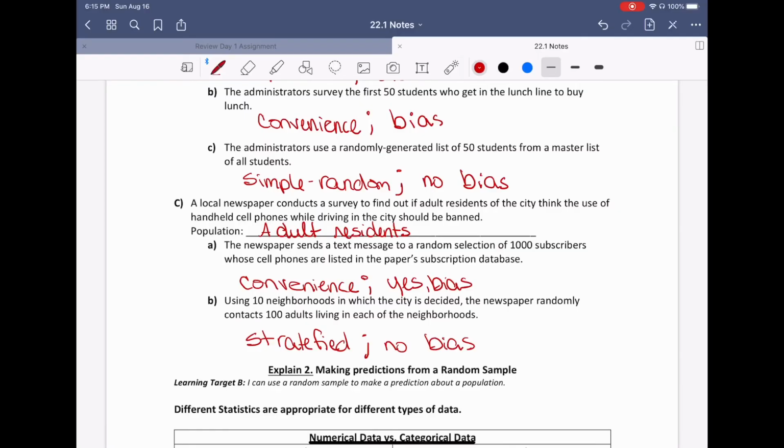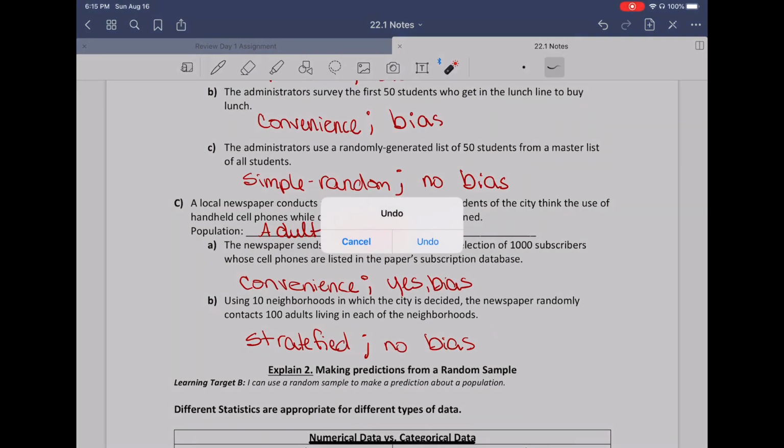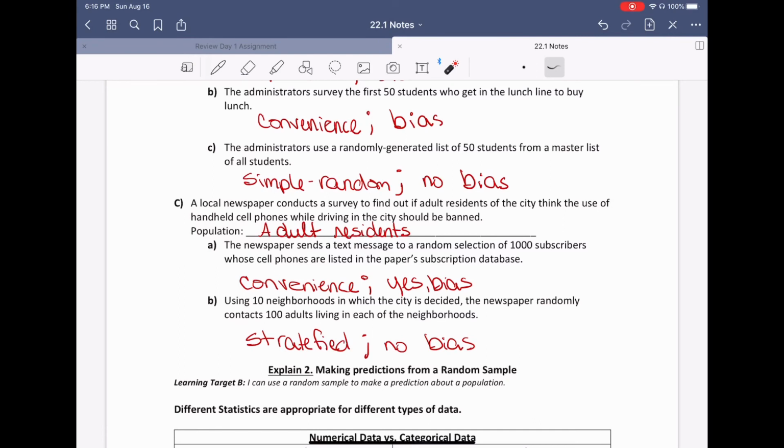All right, so if you took a look at C, first of all, when asked for the population, you should note that we are looking at adult residents only. So when you think about drivers, yes, we do have teenage drivers, we do have young drivers, right? But it says they are conducting a survey to find out if adult residents think that the use of handheld cell phones while driving should be banned. So who's our population? Who are we targeting this to? We are targeting it to adult residents only.